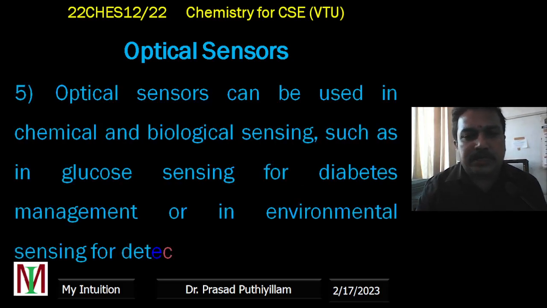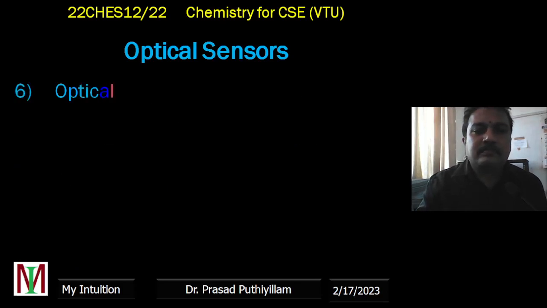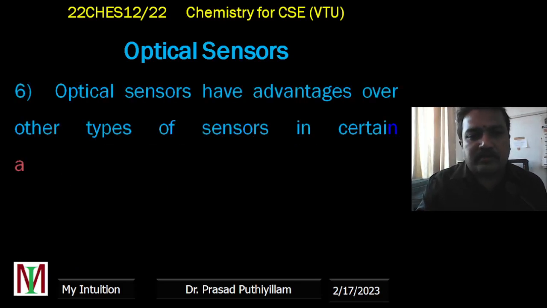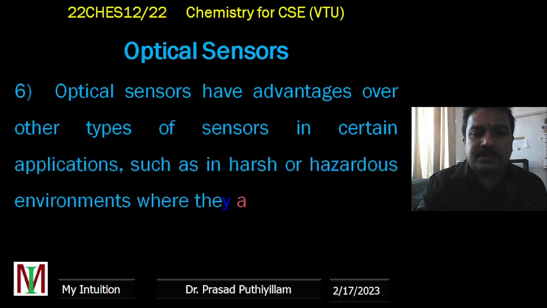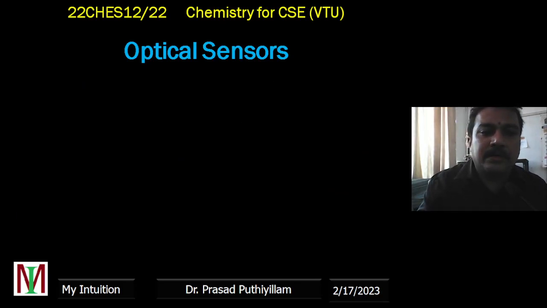That is mainly for vehicle applications with optical sensors. Optical sensors can be used in chemical and biological sensing, such as in glucose sensing for diabetic management, or in environmental sensing for detection of pollutants. Optical sensors have advantages over other types of sensors in certain applications, such as in harsh or hazardous environments where they are not affected by electromagnetic interference. It can be used in very harsh environments, highly acidic environments, high temperature environments, and highly corrosive environments. We can use optical sensors.